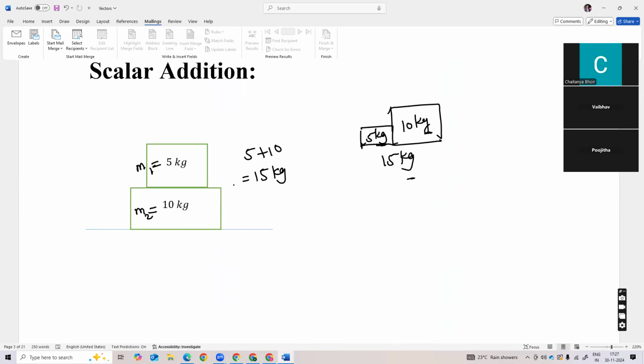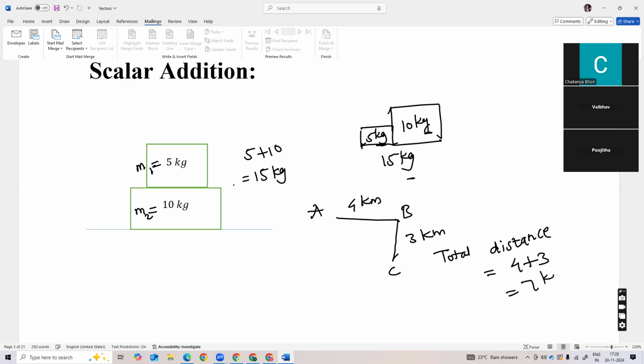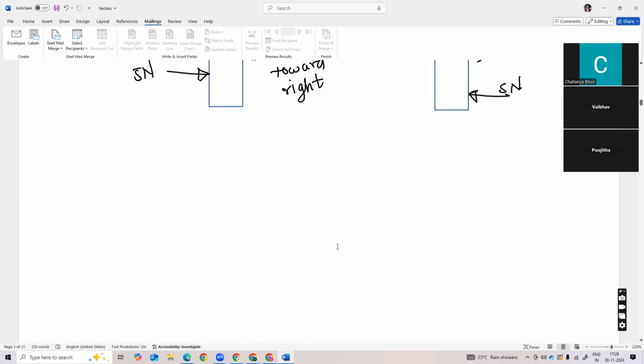In scalar quantities, like if you have a road of 4 kilometer from A to B, and a road of 3 kilometer from B to C, then going from A to B to C, the total distance will be 4 plus 3 equal to 7 kilometer.